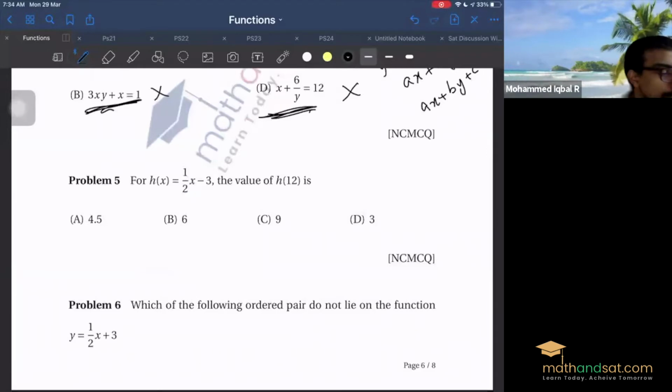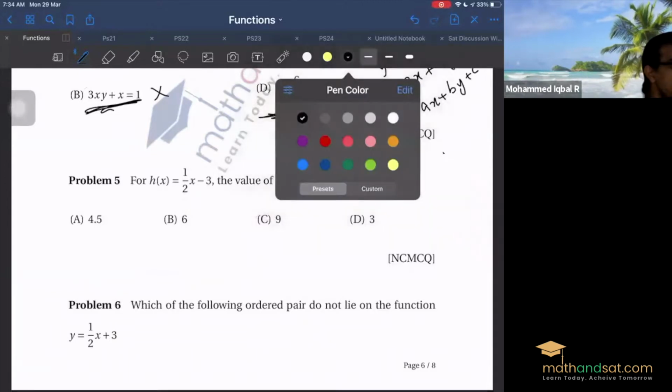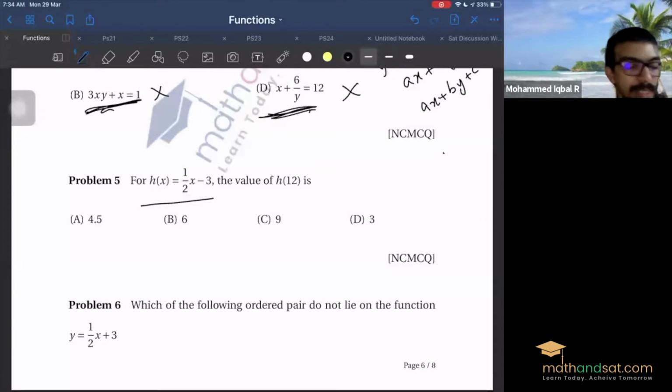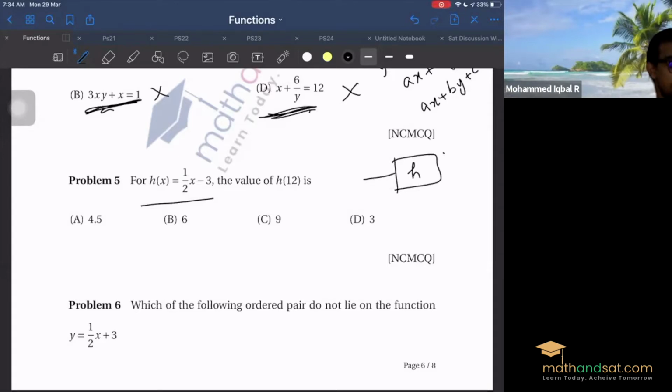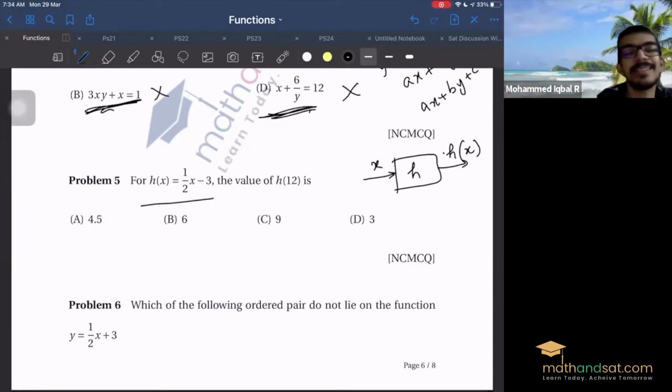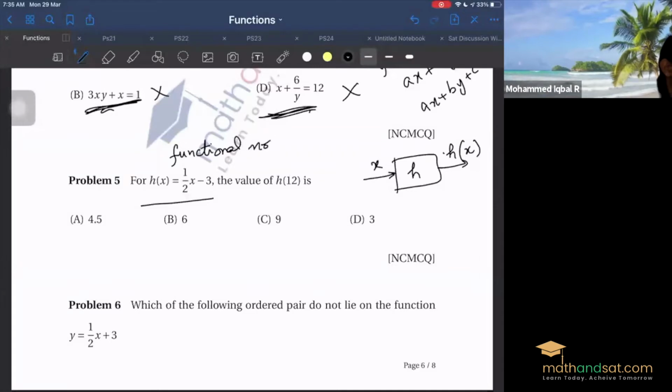Question number 5. h of x is equal to half x minus 3. This is yet another way of representing a linear function. In this method, the output value is represented as a function value. If I have h as the function and I give x as the input, the output will be represented as h of x. It's not h times x. In this case, h of x is represented as an expression in x. This is what we call functional notation. The output is represented as an expression in x.